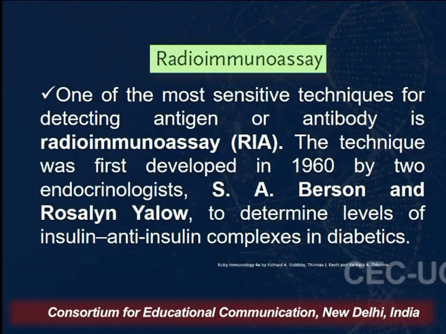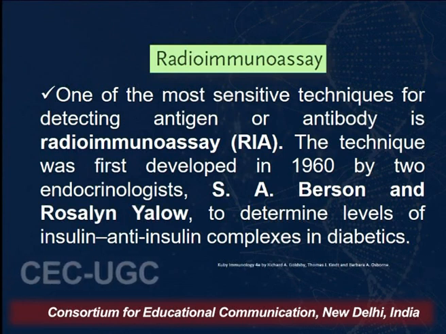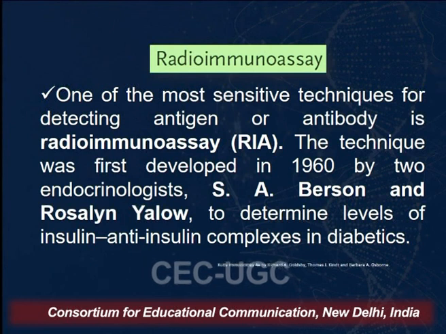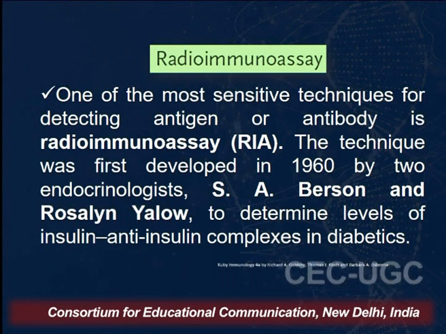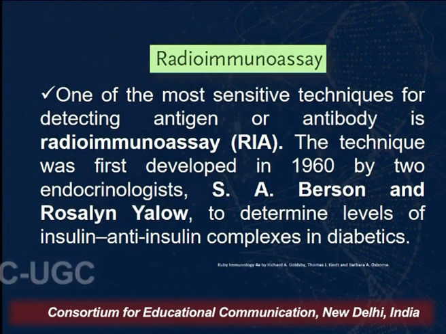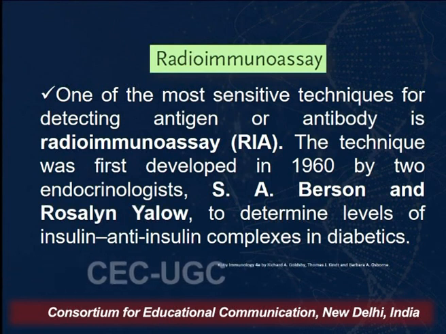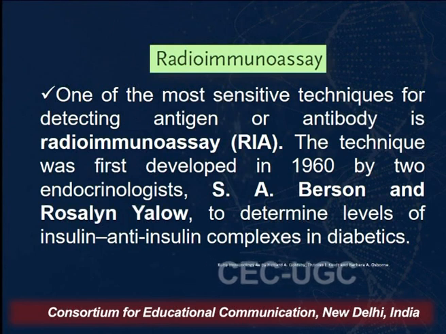So in the radioimmunodiffusion method, as the name tells you, what is being used is radiolabeled molecules. This is one of the most sensitive techniques for determining the antigen or the antibody. So it is called the RIA, or radioimmunoassay.